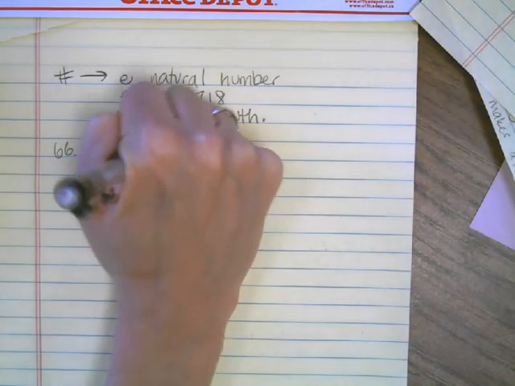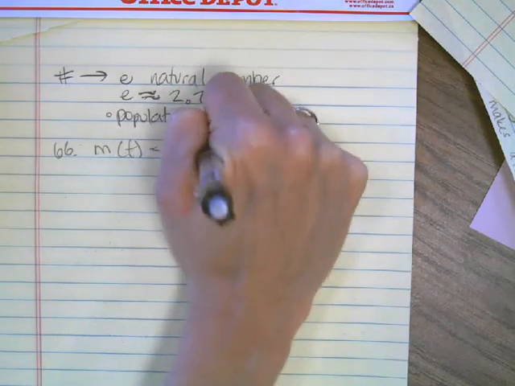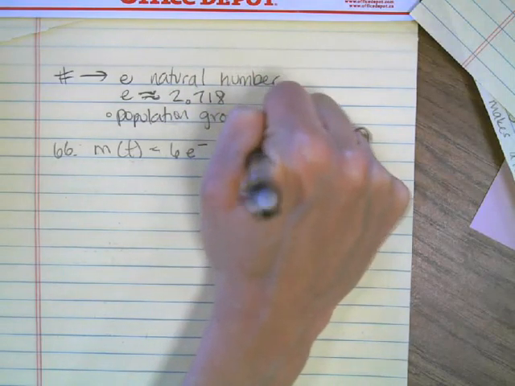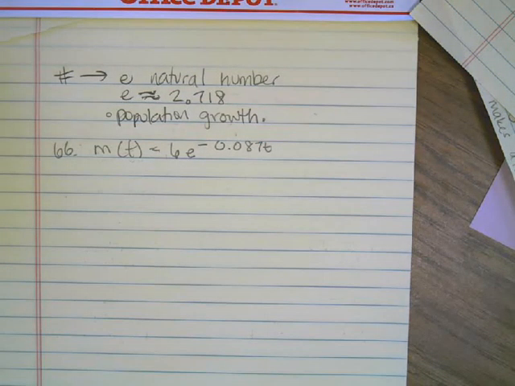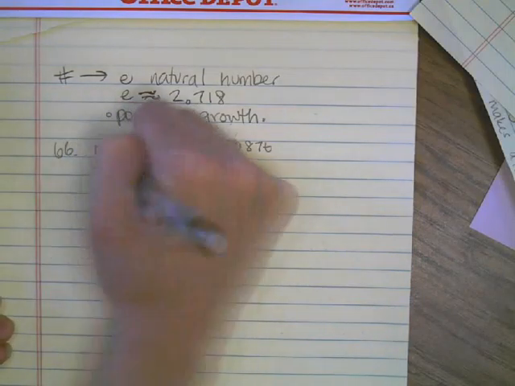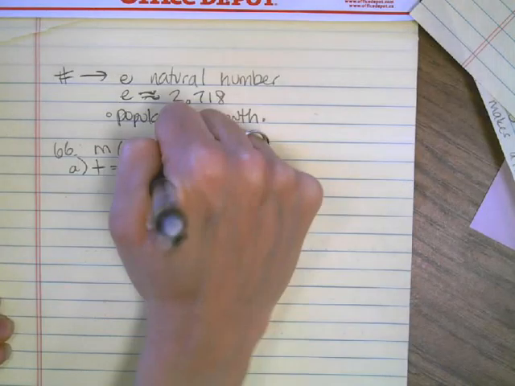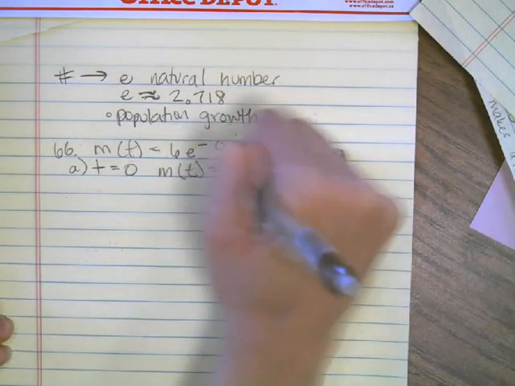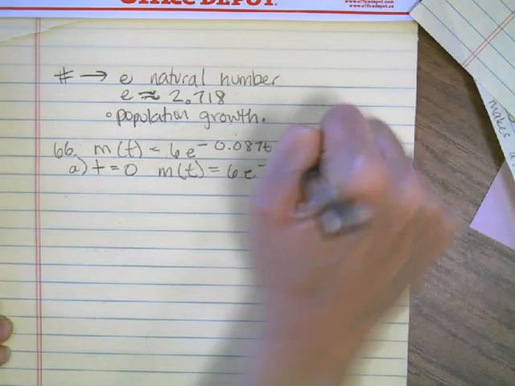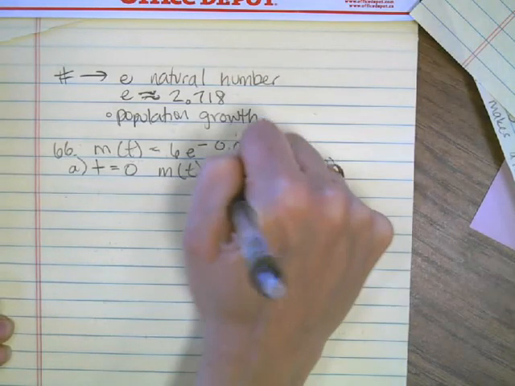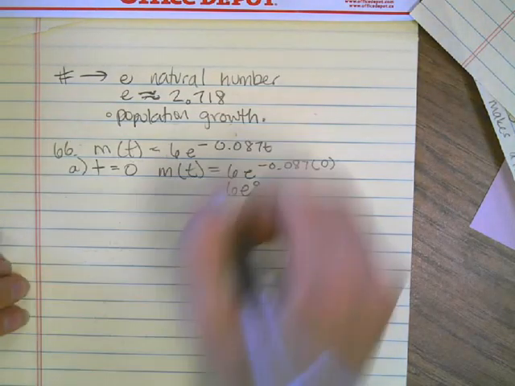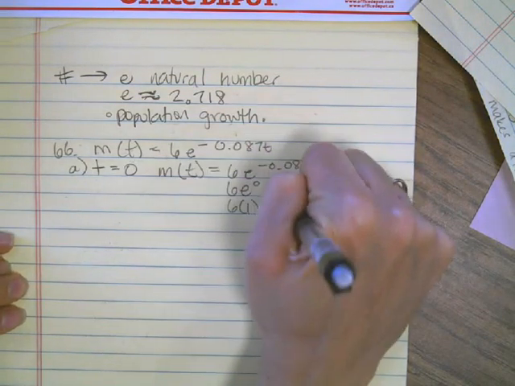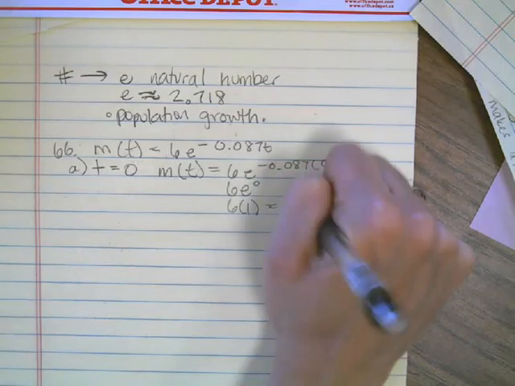M of t equals 6e to the negative 0.087t. It's always used as the base, okay? Where mass is measured in grams. Find the mass at time t equals 0. So when no time has passed, what is the mass? We would say M of t equals 6e to the negative 0.087 times 0. So 6e to the 0, what's anything to the 0 power? 1. So this would be 6 times 1. So it starts out at 6 kilograms.